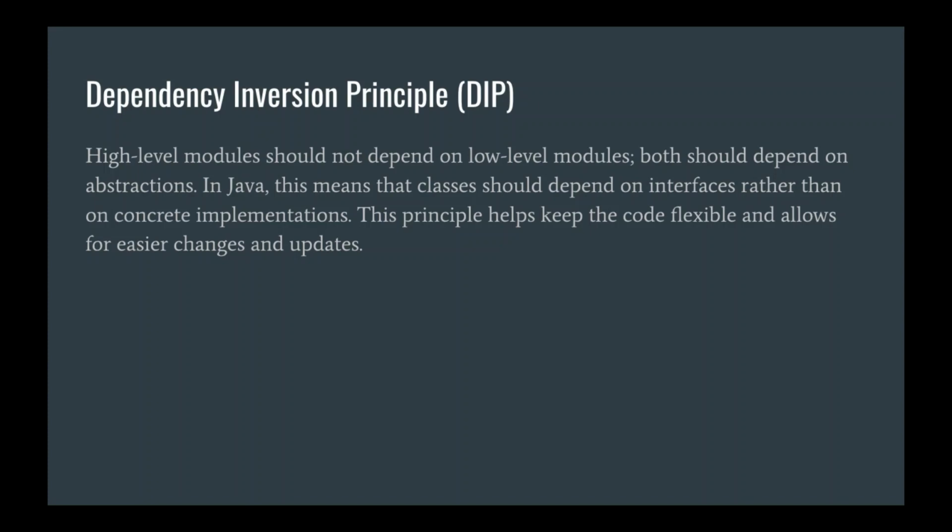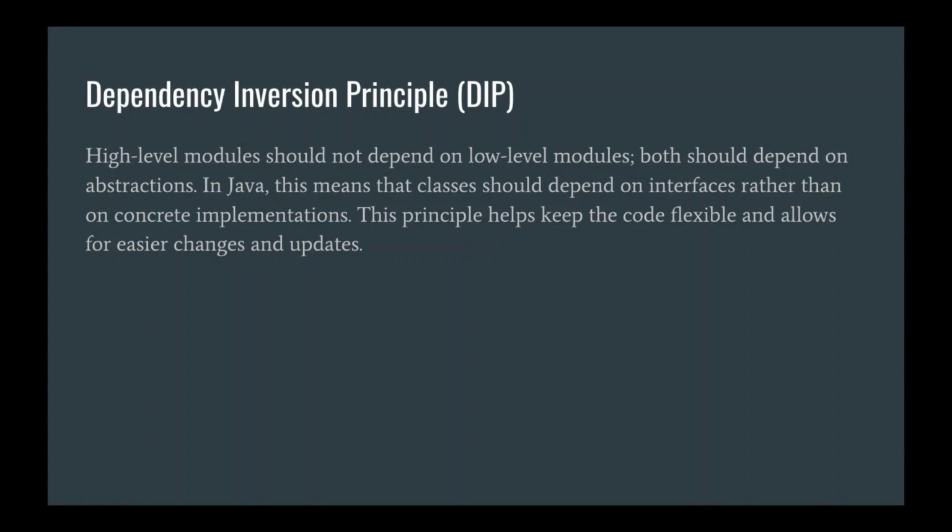And then we move to the next one, which is the dependency inversion principle. So what we're saying here is that high-level modules should not depend on low-level modules. This speaks volumes when it comes to decoupling your code and making it simpler for it to execute. So both should depend on abstractions.